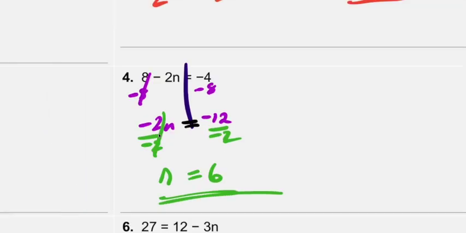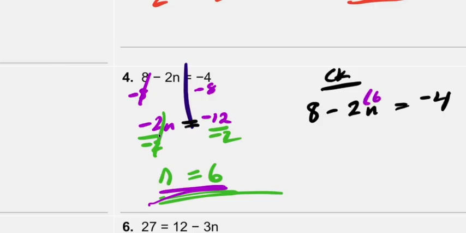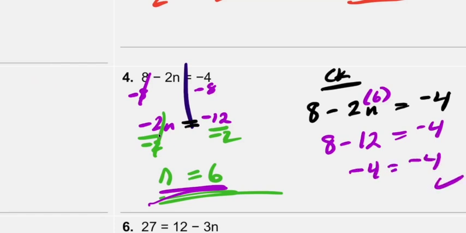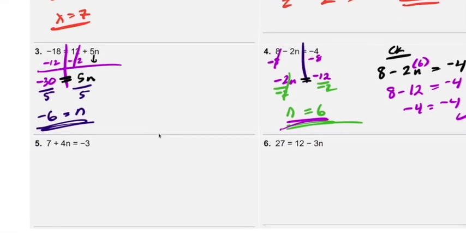And I should check my work. I haven't checked my work in a while. Let's check our work. So we start off with 8 minus 2n equals -4. I know n is 6, so we're going to plug that in for the n here. 8 minus 2 times 6, 8 minus 12 is -4. So it does work. Checking our work for the win.